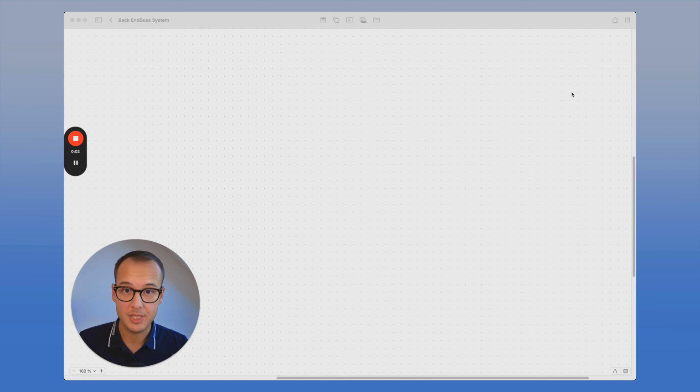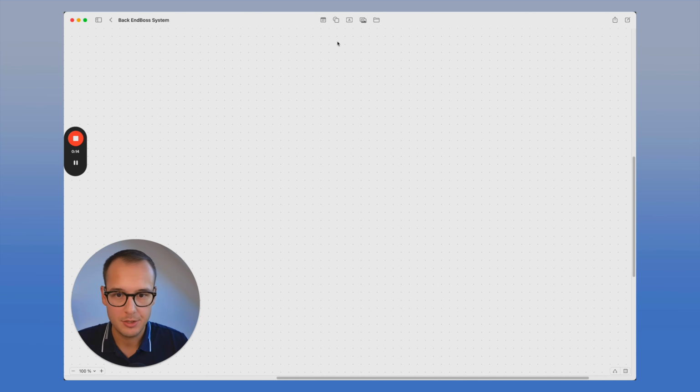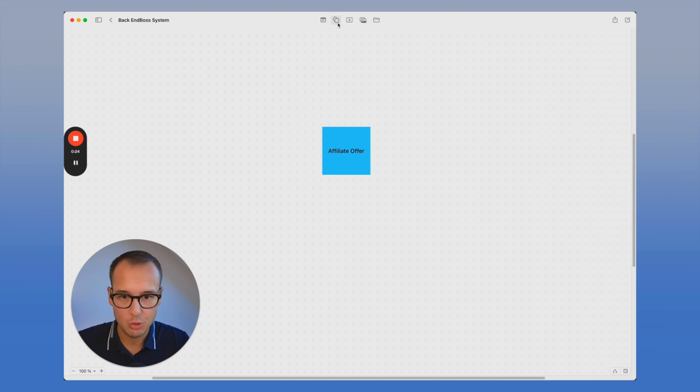All right, before we start with the backend boss system, with the affiliate system which really makes money, I want to show you what's the problem in general, or what the majority of people are doing. So the main issue is that people have somewhere an affiliate offer. And what they're doing now is they are sending traffic to it. And there's nothing wrong with that. Of course, that's the strategy.